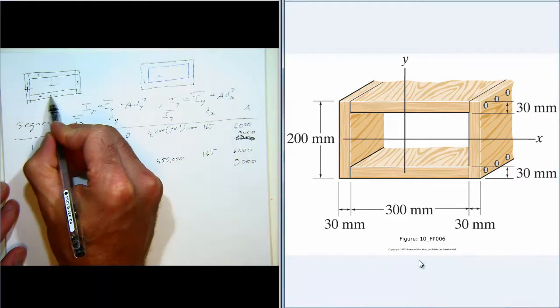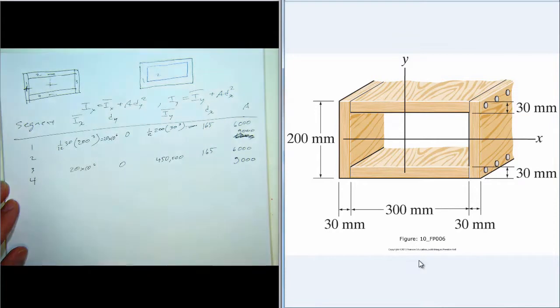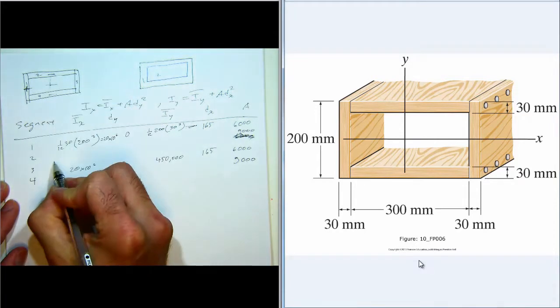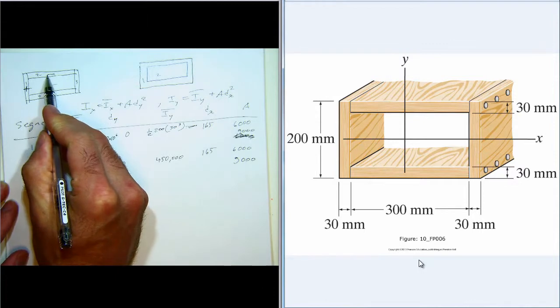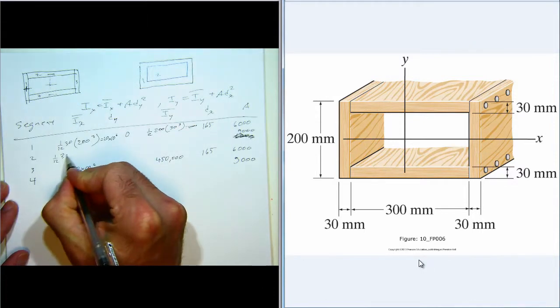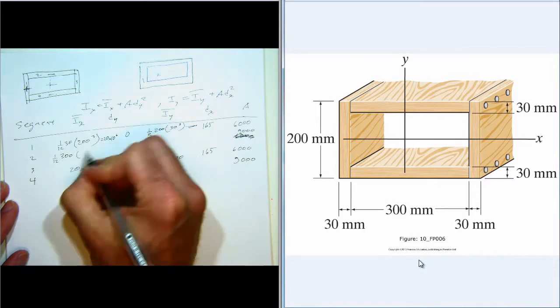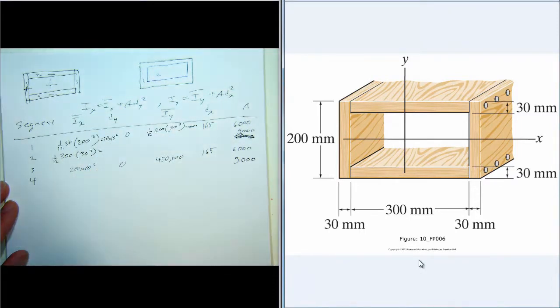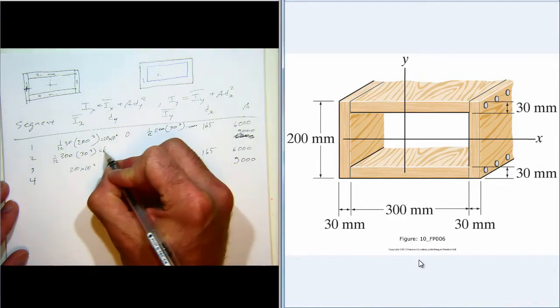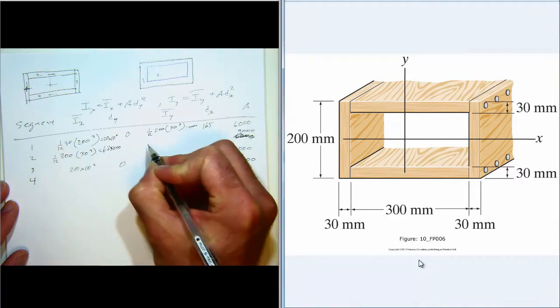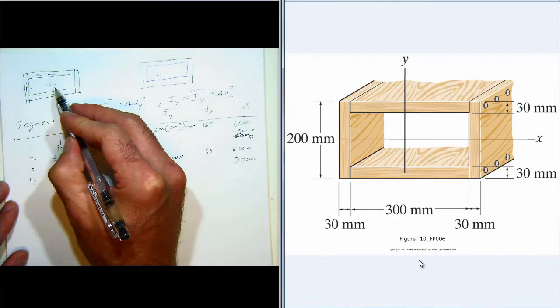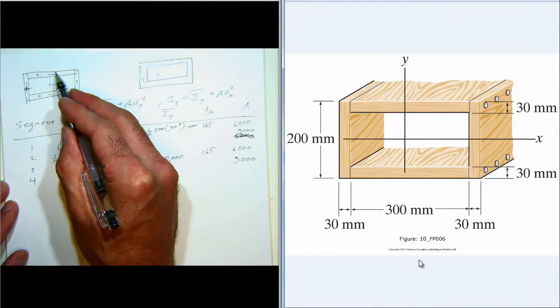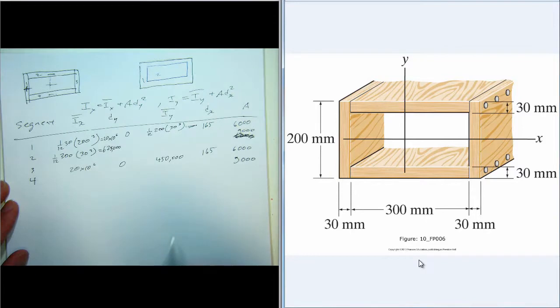Now we're looking at segment 2 and its moment of inertia about its centroidal x-axis: 1/12, and then the dimension parallel to that axis, so 300, and then the dimension perpendicular is 30, so 30 cubed, and that's 675,000. dy now is 100 minus half of 30, so minus 15, so that's 85.